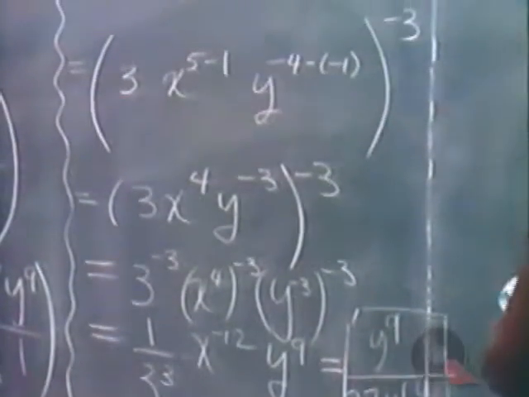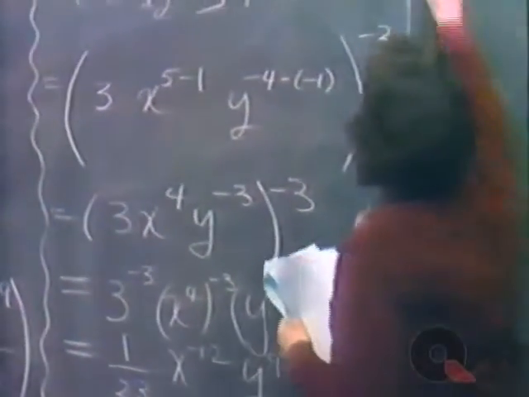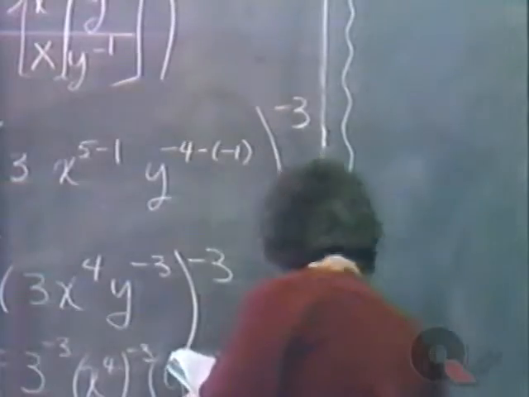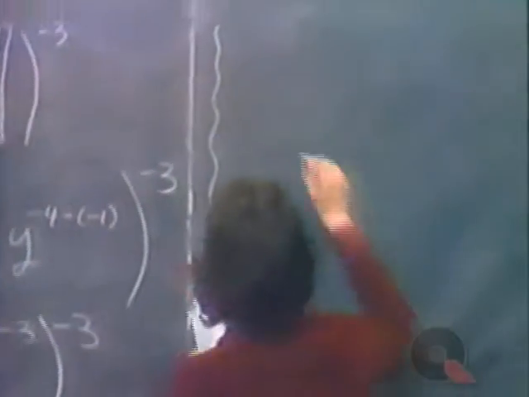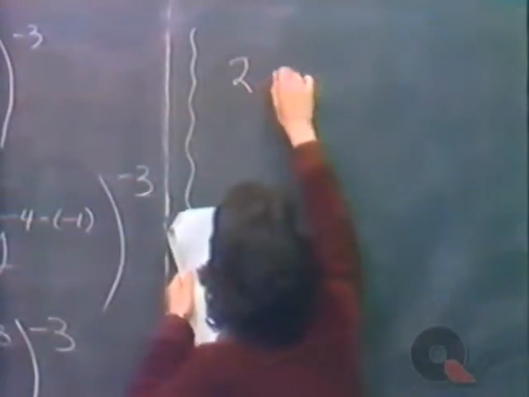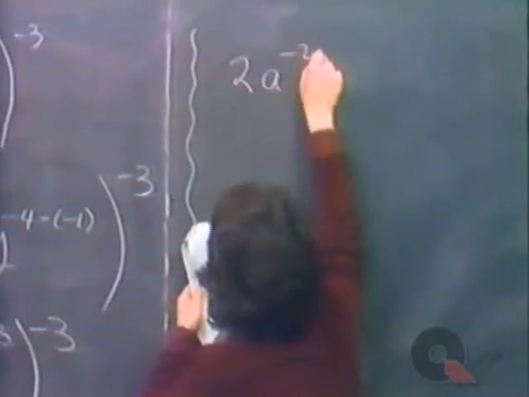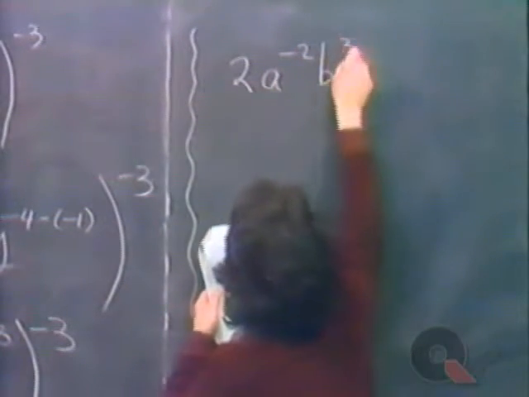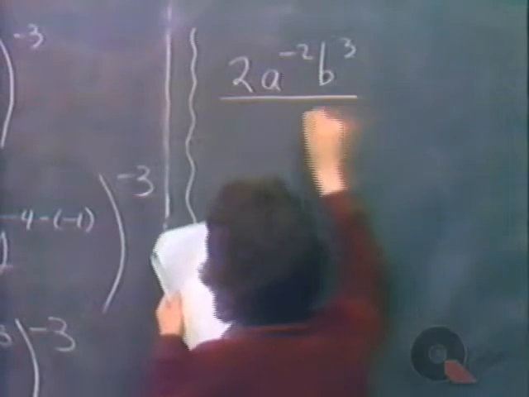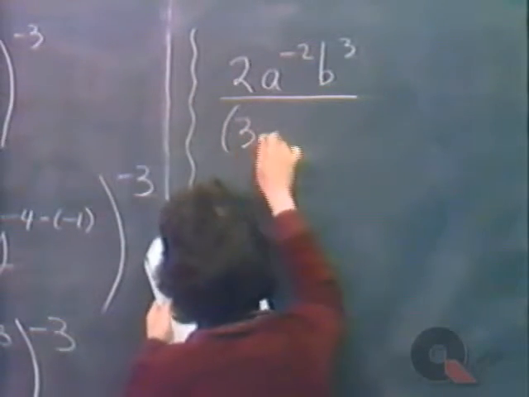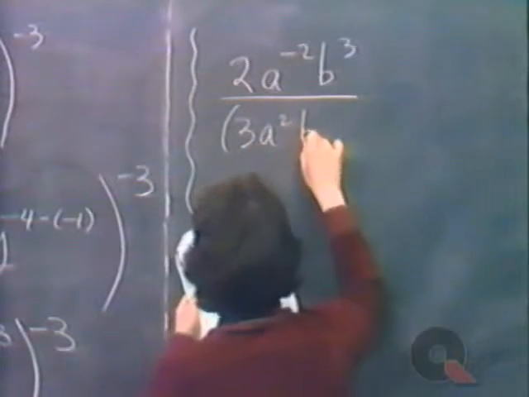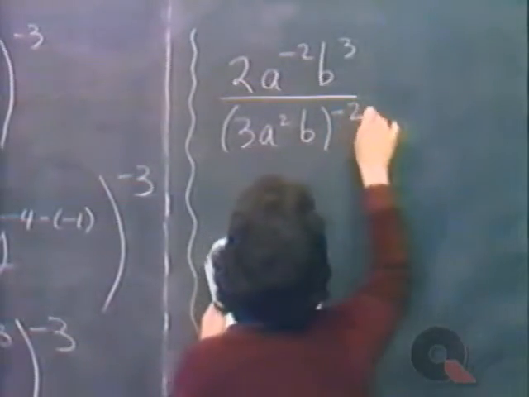Okay, let's try one more example. This one is 2a to the minus 2, b to the 3rd, over 3a squared b to the minus 2 power.